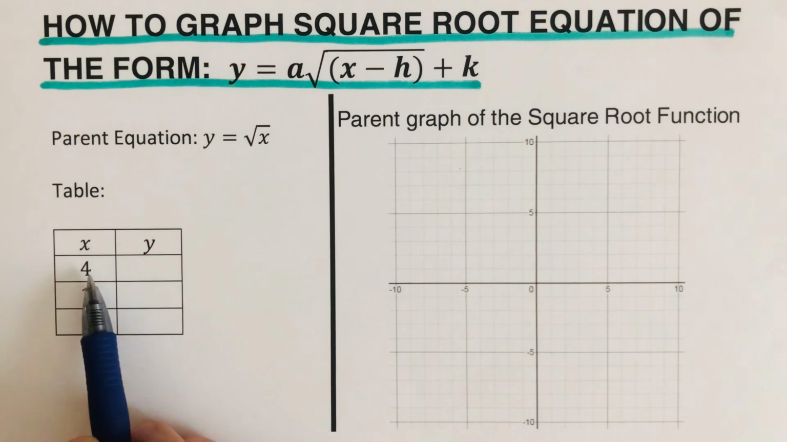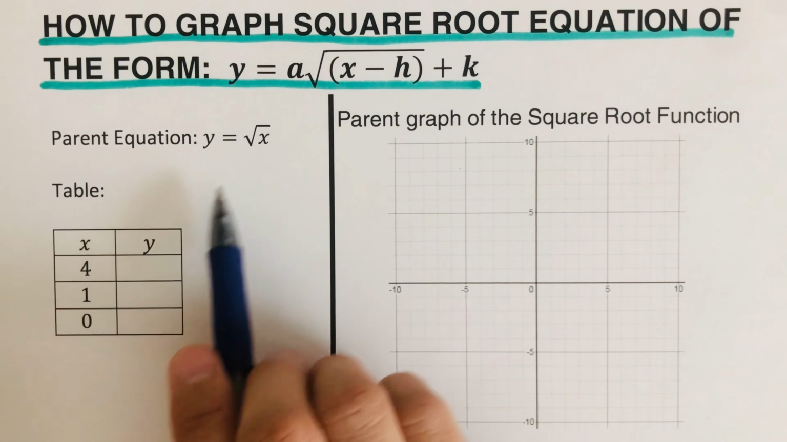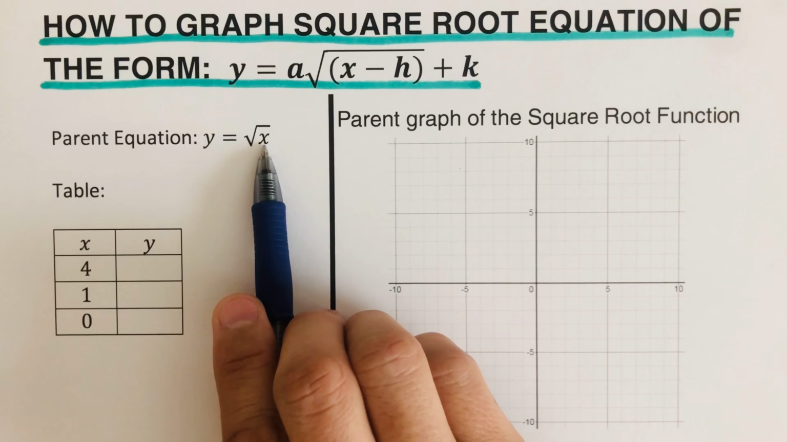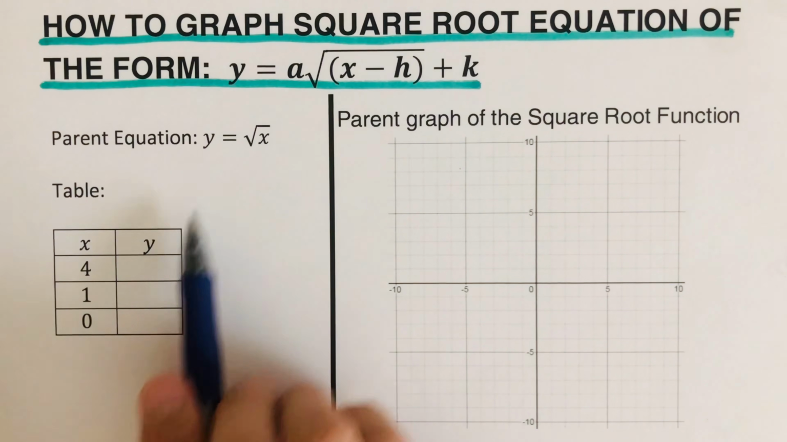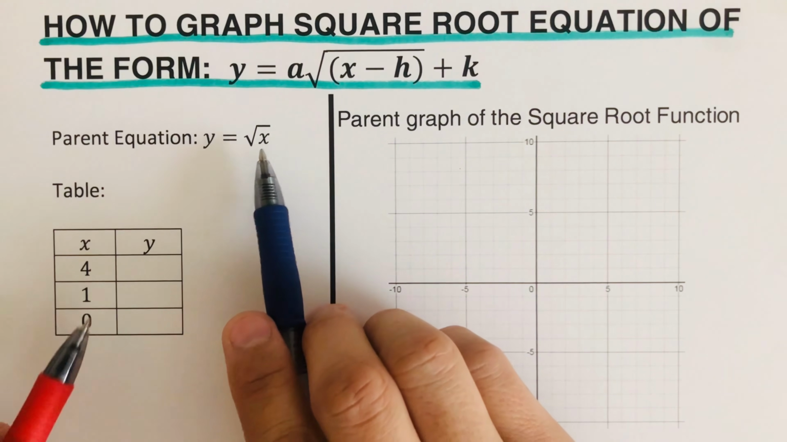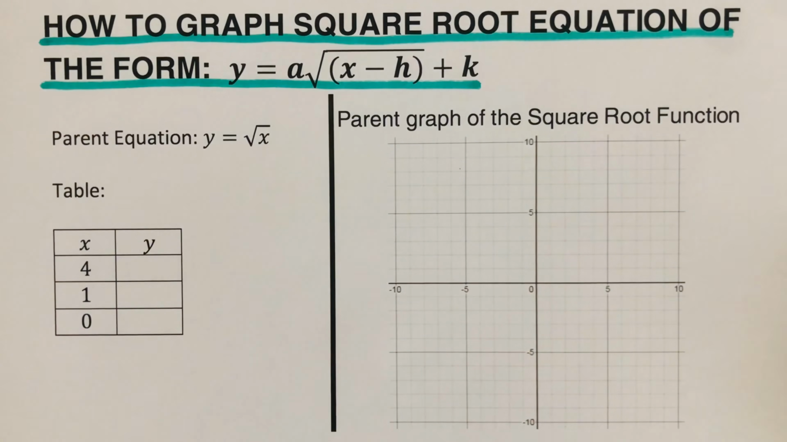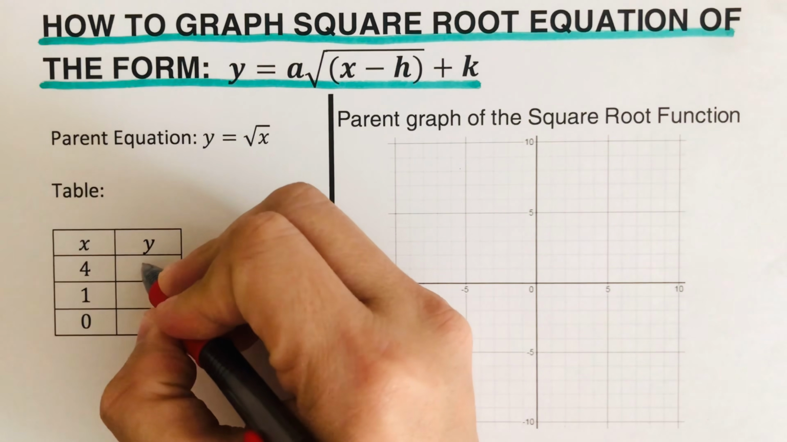And suppose these are our values for x. We're going to pick these three numbers that we have here since these are perfect squares. So then we go ahead and plug these x values into this equation right here to solve for y. So to solve for y, y equals the square root of 4, which would be 2. So we can go ahead and write the value of 2 right here.